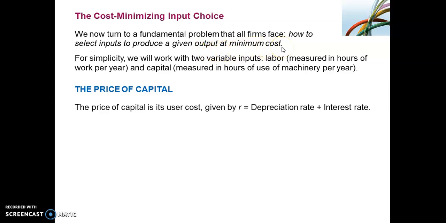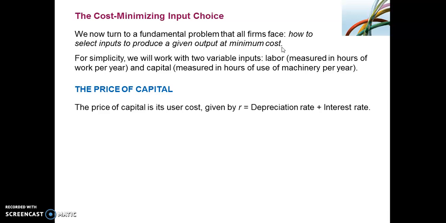So for simplicity, for the rest of the chapter, we are going to work with our two variable inputs, and it's going to be labor and capital, respectively. And labor is going to be measured in hours of work per year, and capital is going to be measured in hours of use of machinery per year. Now, capital equipment, like I said, typically needs large cash outlays in the beginning, and it is going to be useful to draw a comparison of the yearly cost of labor with the capital expenses in the same way. So the capital expenditure must thus be spread over the years that you have the capital.